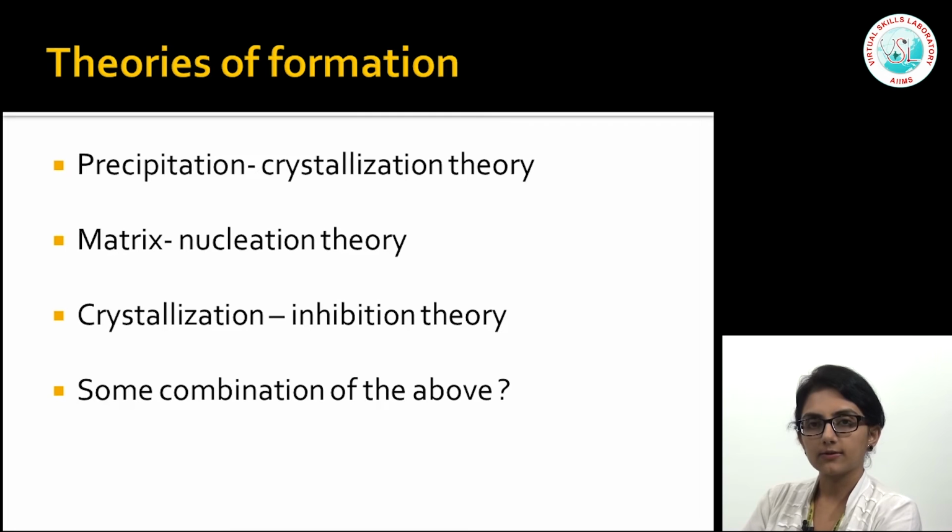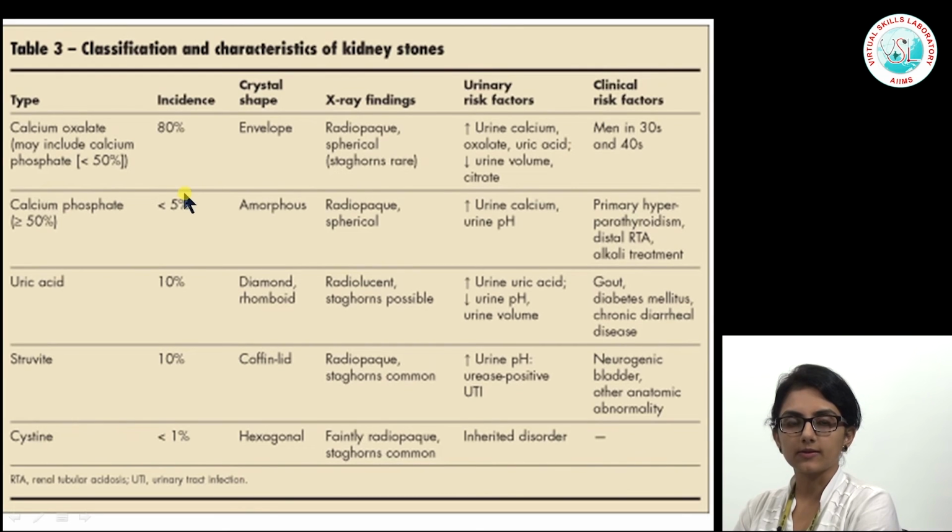There are various theories of formation, one of which is the precipitation crystallization theory, the matrix nucleation theory, or an inhibition of crystallization. So this table shows us the different types of kidney stones, and as you can see, the most common is calcium oxalate. Approximately 80% of stones that are noted are of calcium oxalate. Smaller percentages are of calcium phosphate, urate, struvite, which is magnesium ammonium phosphate or triple phosphate, and cystine.